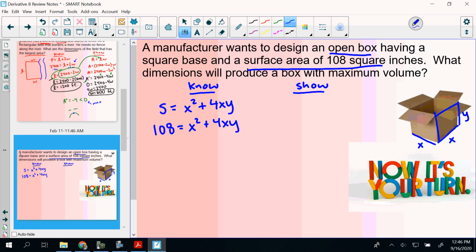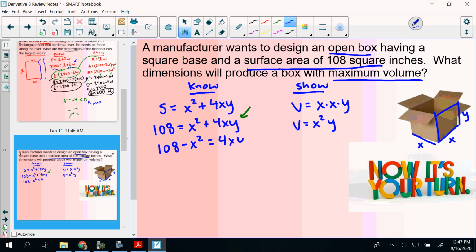What do we have to show on this one? Max volume. So what's the volume equation? Again, they'd expect that you could do this. It's just length times width times height. So x times x times y, or that'd be the same as x squared y. Okay, now you gotta get this down to one variable. So let's look over here. Which one's easier to solve for? Definitely y in this one. So minus the x squared over there.